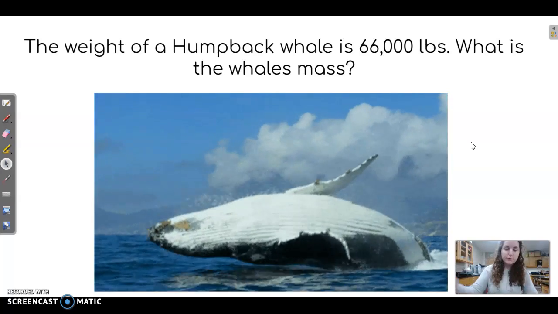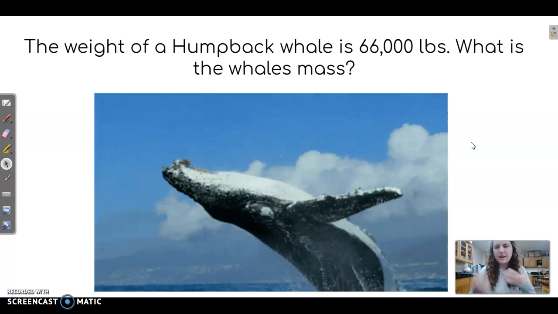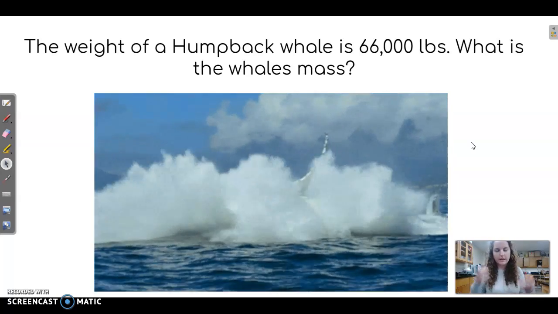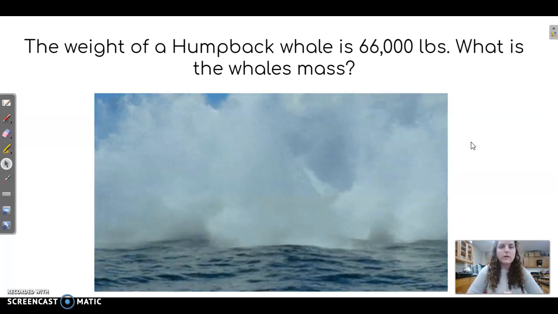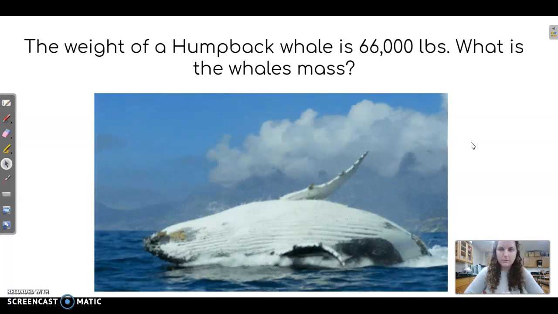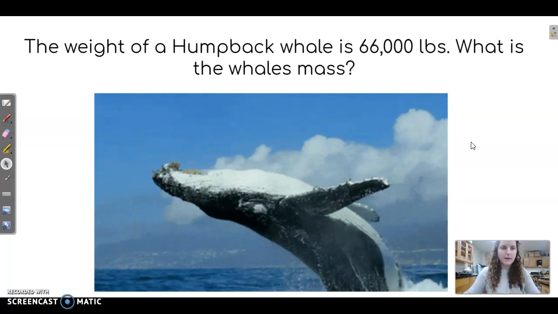Okay, so the first part of this worksheet is just a review of what we talked about in Newton's first law and connecting it to Newton's second law. So let's get started. The weight of a humpback whale is 66,000 pounds. What is the whale's mass?